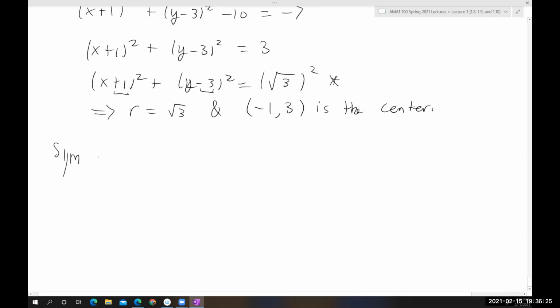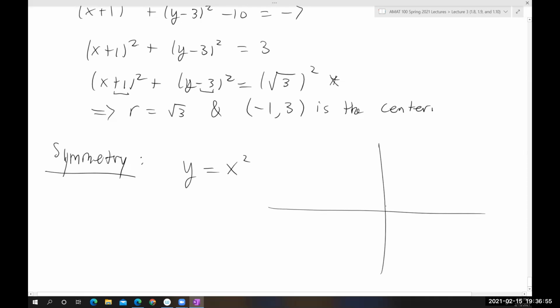The last thing from 1.9 is symmetry. This is a geometric property of graphs that can be expressed algebraically. So this is the nice interplay between algebra and geometry, which only gets more beautiful as you go along in mathematics. So let's start with an example. Let's look at this very basic parabola, y = x^2. Let's plot it. It looks something like this.